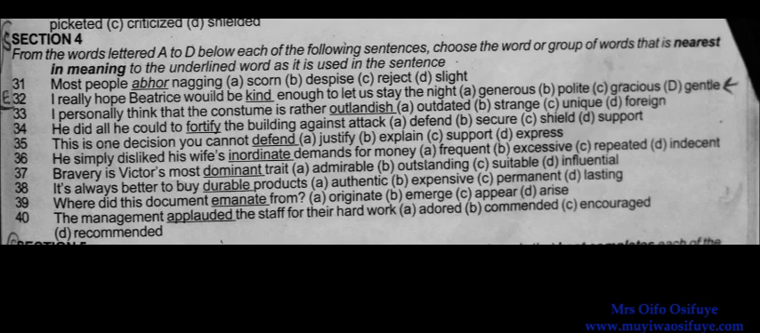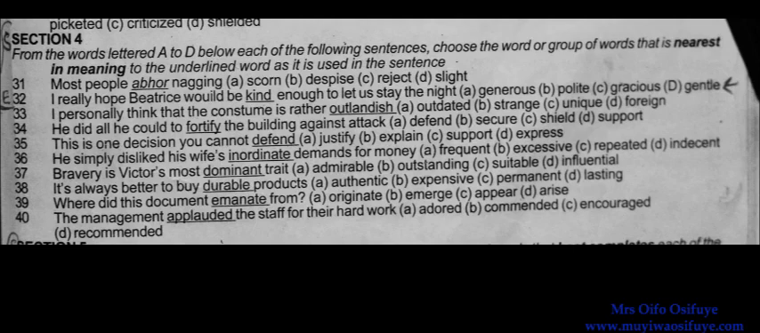And then for the second example: I really hope Beatrice would be kind enough to let us stay the night. The underlined word in that sentence is kind. The options we have are A, generous; B, polite; C, gracious; D, gentle.